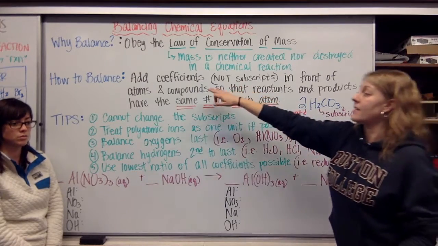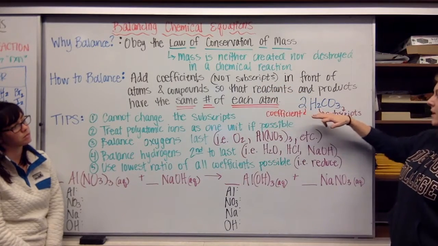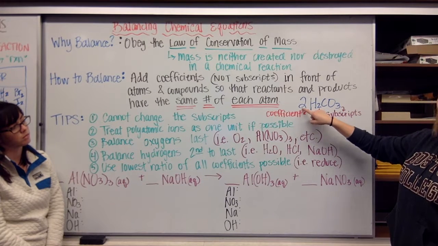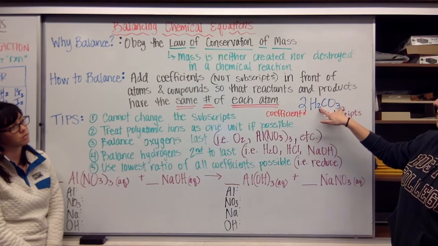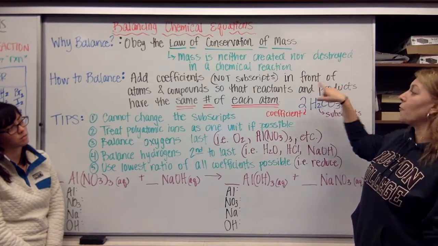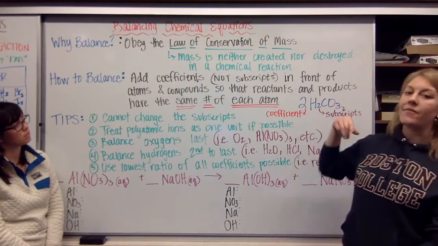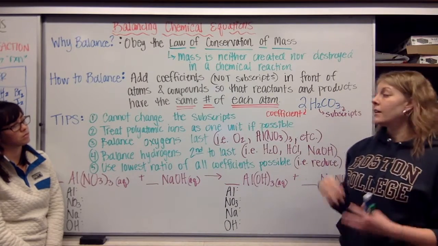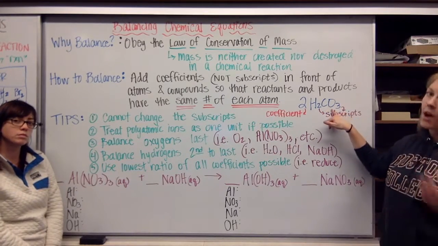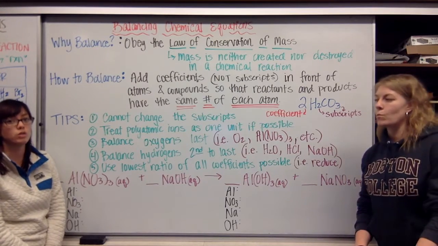So how to balance is we're going to add coefficients, right? Now, coefficients, not subscripts. If you look down here, I have 2 H2CO3. The coefficient here is that number out in front. This 2 and this 3, these little subscripts, are subscripts. So we're going to add coefficients in front of our atoms and compounds. Why? So that the reactants and the products have the same number of each atom, okay? So same number of hydrogen on each side, same number of carbon atoms on each side, same number of oxygen atoms in the reactants and the products. It's very similar to when we balanced our nuclear equations.